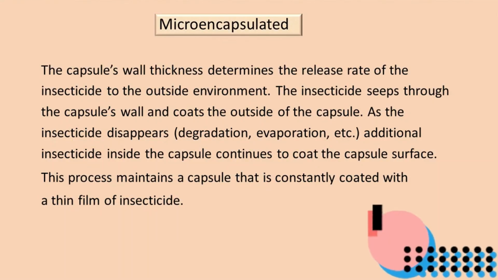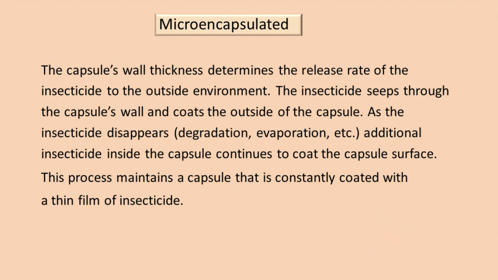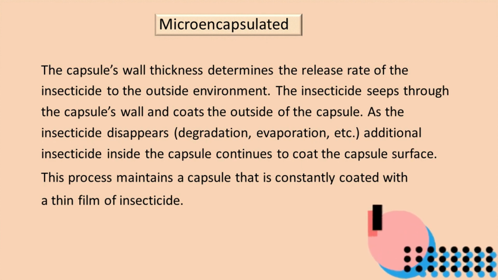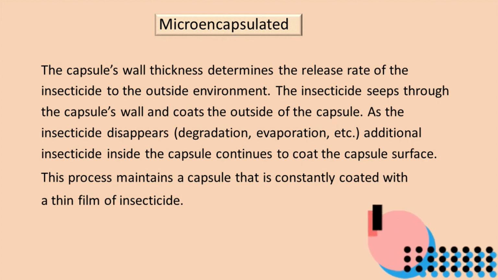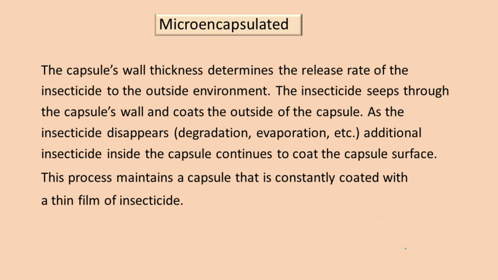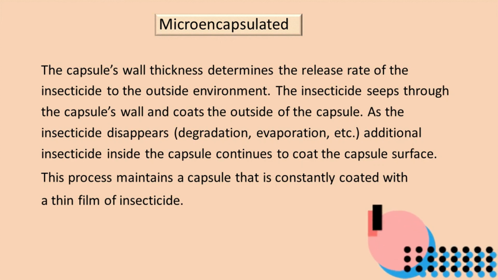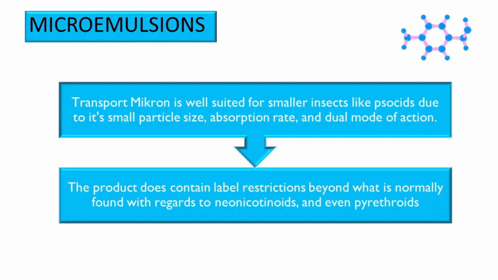Microencapsulated. The capsule's wall thickness determines the release rate of the insecticide to the outside environment. The insecticide seeps through the capsule's wall and coats the outside of the capsule. As the insecticide disappears through degradation, evaporation, etc., additional insecticide inside the capsule continues to coat the capsule surface. This process maintains a capsule that is constantly coated with a thin film of insecticide.